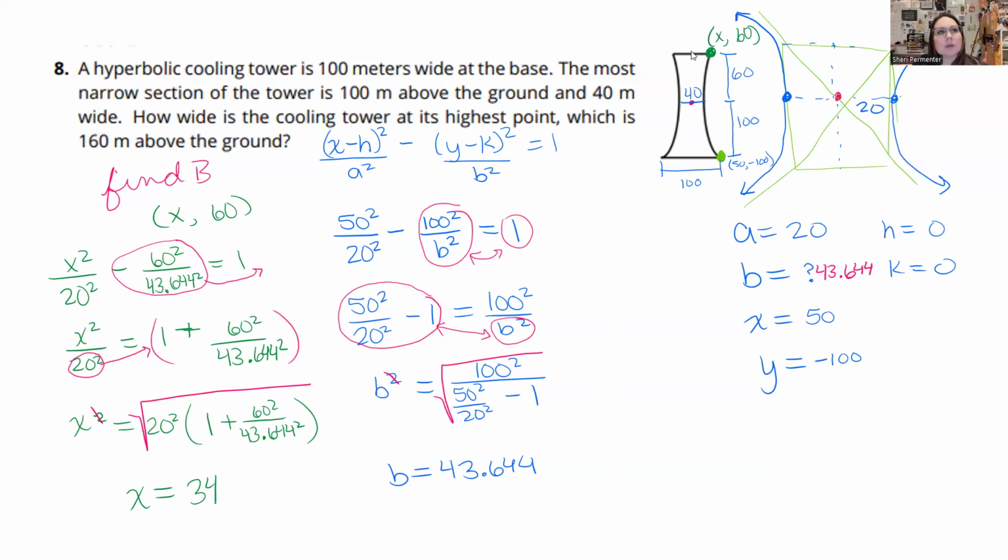So how wide would the whole, because it says, how wide is the cooling tower at its highest point? It wants the entire distance. So we're going to have to take that and multiply by 2.